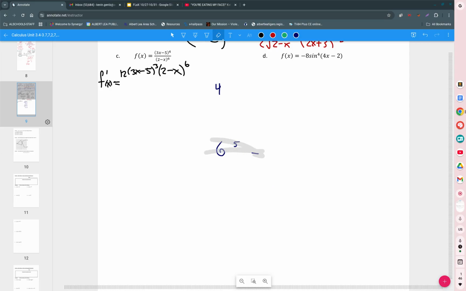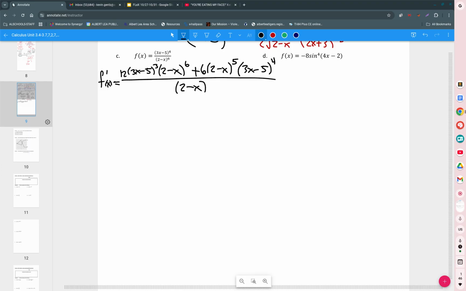I need some space, so I'm going to erase. Plus or minus? Minus. What was the derivative of the bottom? Yeah, so that negative is going to switch that negative to a plus, and I have 6 times 2 minus x to the 5th. And I just have the top, which is 3x minus 5 to the 4th power. And that all sits over the bottom, which is 2 minus x to the 12th power.